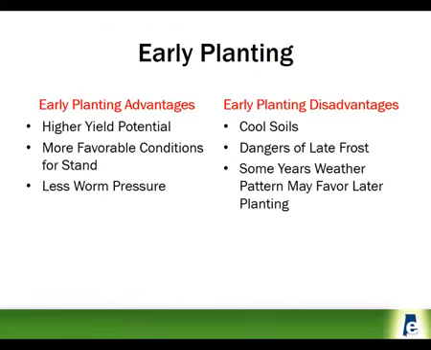So the advantages of planting early are a much higher yield potential. You're going to get more favorable conditions for a stand. In other words, when you plant in mid-April or late April, the chances that you're going to have favorable moisture are greater than if you were going to plant in late May. You'll have less worm pressure. Of course, the disadvantages are cooler soils and danger of a late frost. In some years, as we talked about earlier, the weather pattern may favor a later planting.